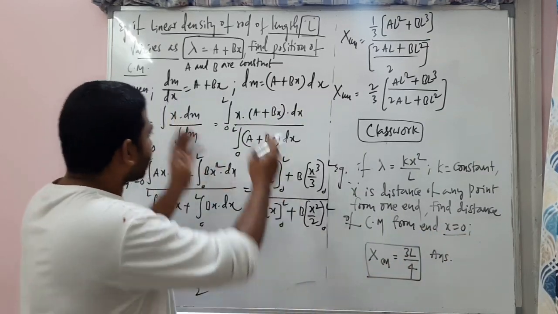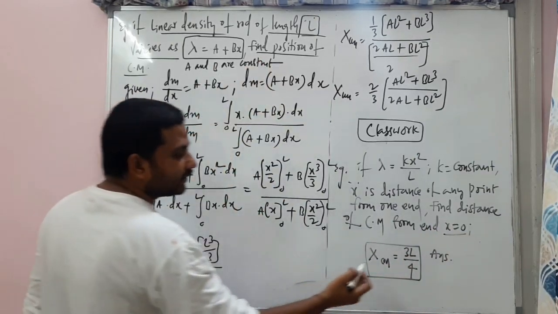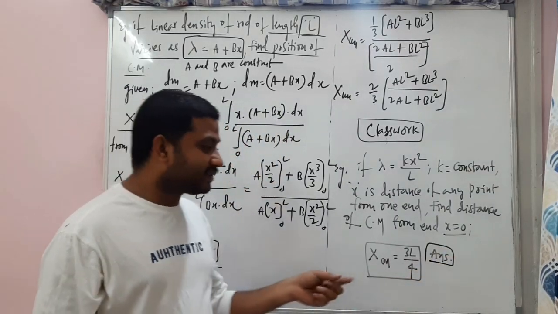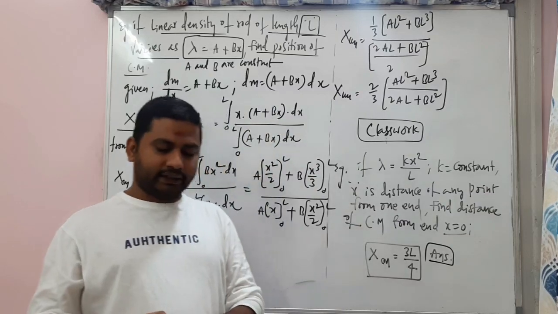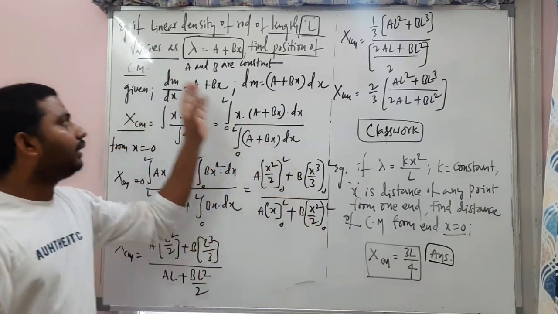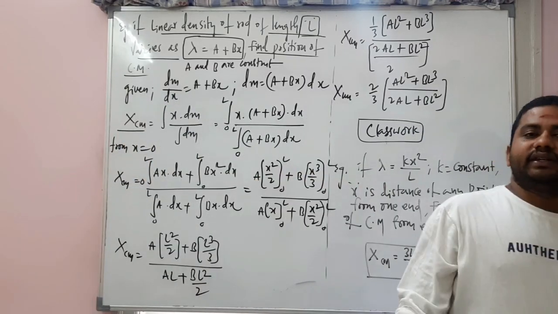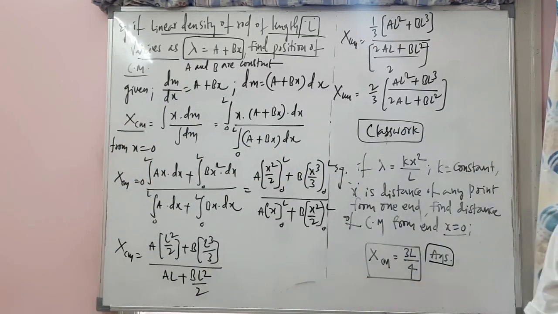Same concept. The procedure goes the same, and this is how you will find the answer. XCM is 3L by 4, right? So you just try it, take this help and try it and send me the solution immediately right now. We'll continue the class now.